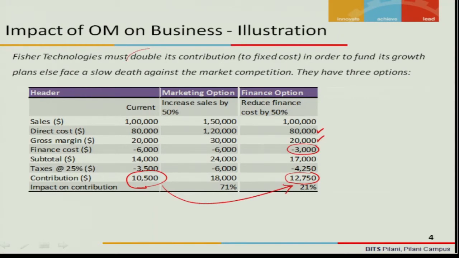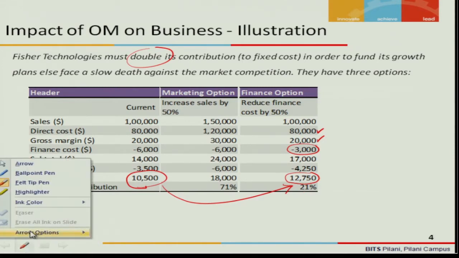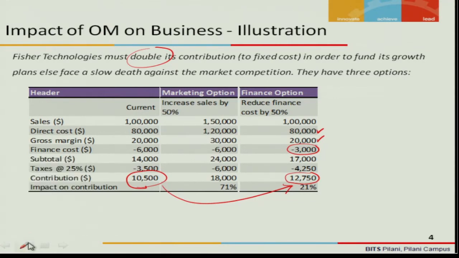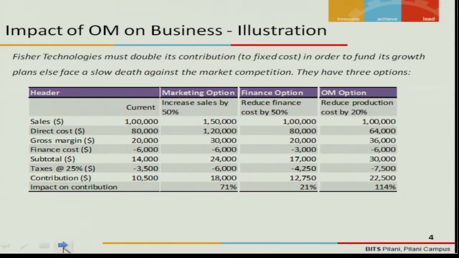What we need is doubling the contribution. Instead of 21%, this has to be 100%. Then only this 10,500 can become 21,000. Nowhere near the target. So he looks at the operations guy, and he comes up with an idea by which he will be able to reduce the production cost, which is the direct cost, by 20%. The other people committed 50% of improvement, whereas the operations guy said, I will reduce the production cost by 20%.